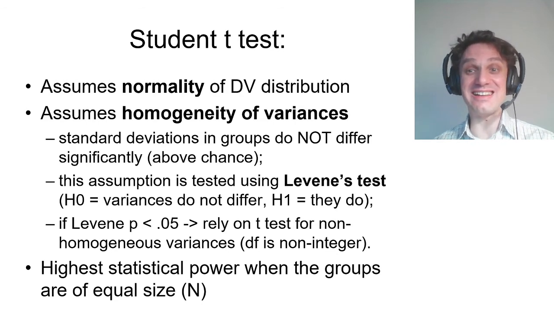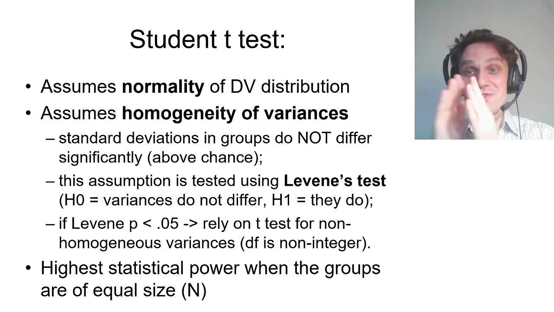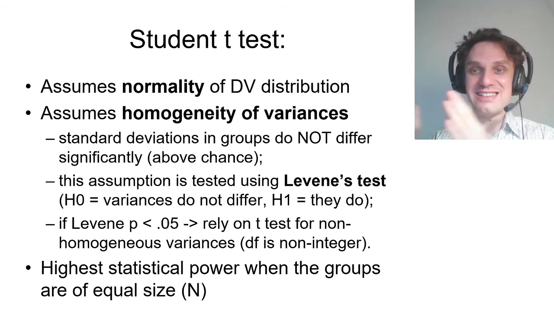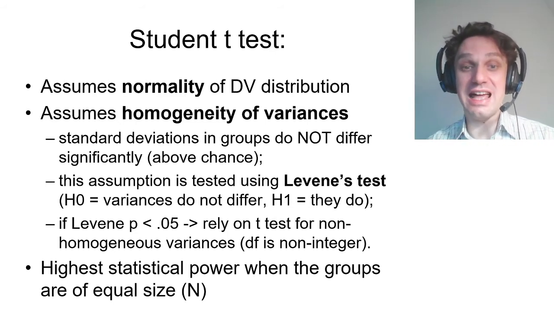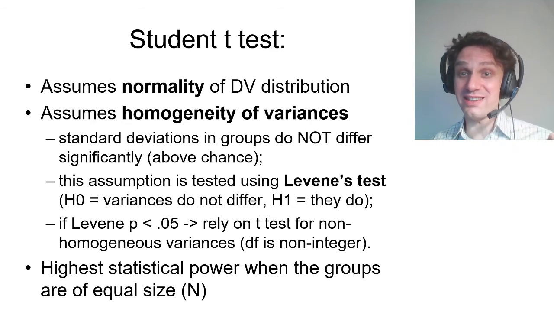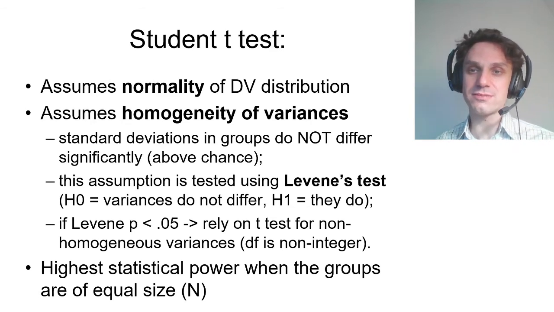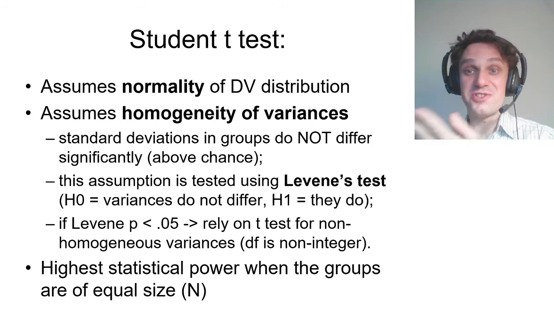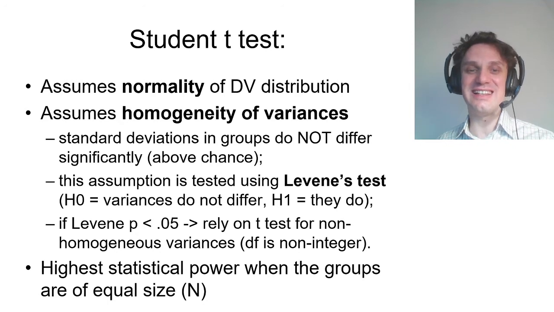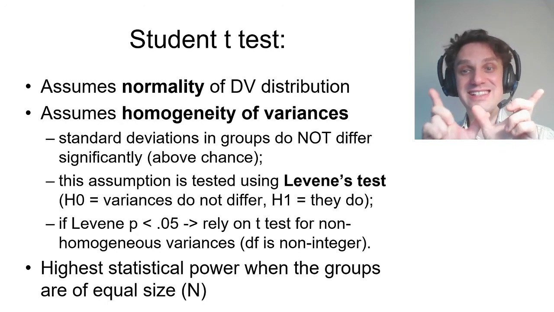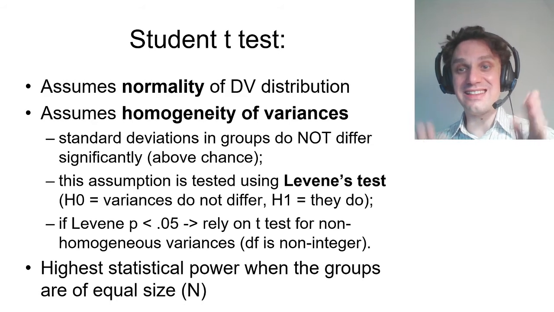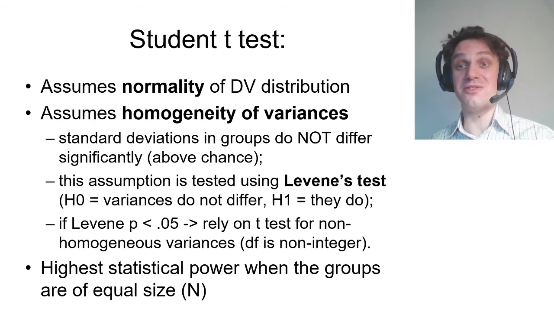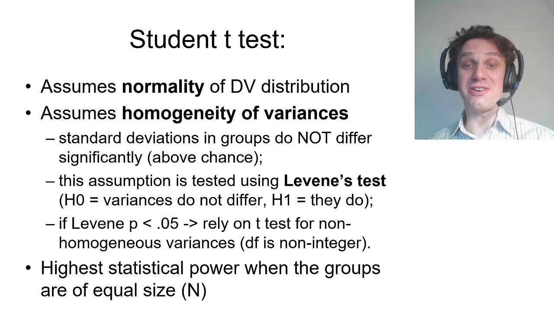Basically, comparing a group with a very narrow distribution with a group with a very wide distribution, it's easy to make a mistake. And this assumption is tested with a separate test called Levene's test, which basically compares variance or standard deviation in both samples. And if Levene's test is statistically significant, it means that there is a difference in the size of standard deviation between two groups that cannot be ignored.